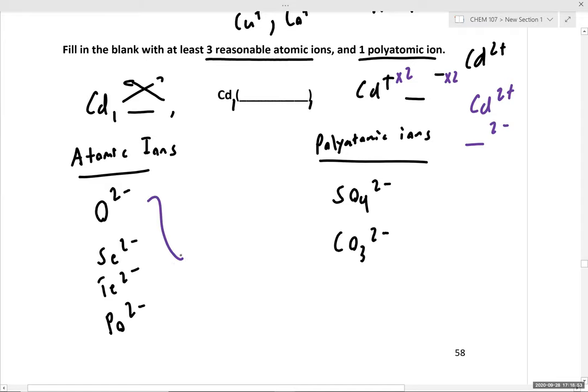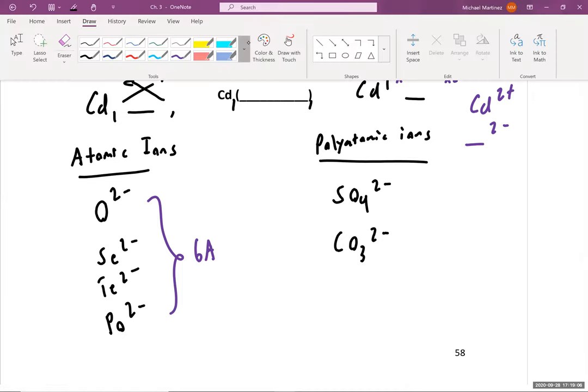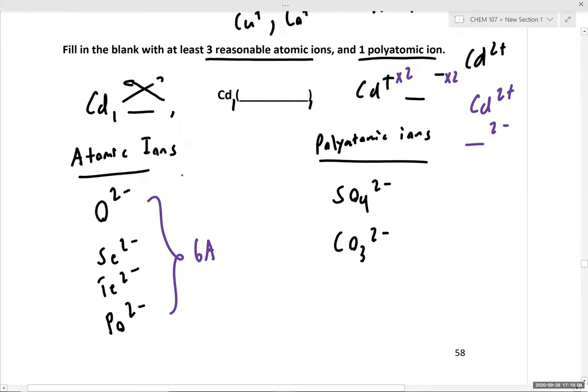And as you've seen, we've filled in atomic ions with a charge of minus 2, which are group 6A atomic ions. And for our polyatomic ions, we look at our table and find polyatomic ions with a 2 minus charge. Does this make sense to everyone? Any questions on this example?